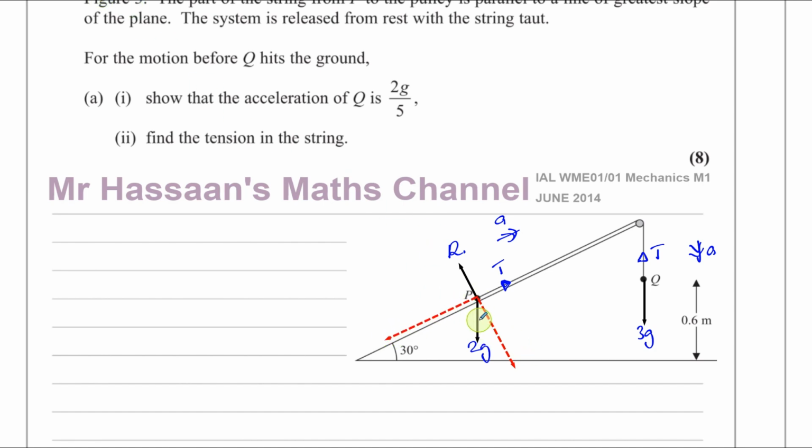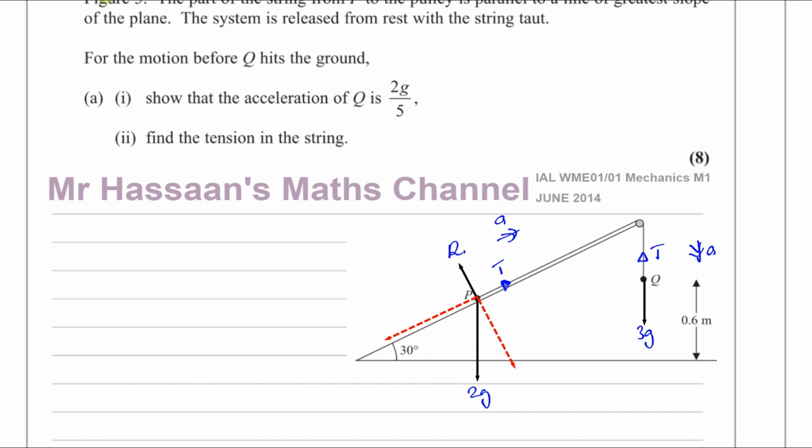Okay, now we know that this angle must be the same as the angle to which the plane is inclined, and I will explain why for those of you who have an issue with that. So I know that this angle here is 30 degrees. Why is it 30 degrees? Well, let's do a little proof for it.